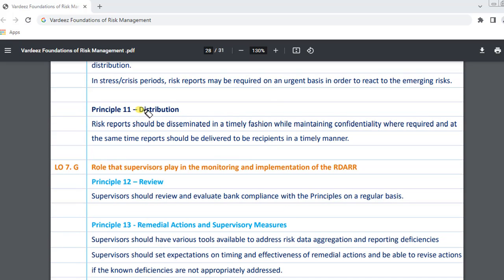Then we have principle number 11, which is distribution. Risk reports should be distributed or disseminated in a timely fashion while maintaining confidentiality wherever required, and at the same time, reports should be delivered to the recipients in a timely manner. Just to produce timely reports, you should not compromise on confidentiality. So this is something that needs to be taken care of. As I said, stress or crisis periods are when we need the reports the most, and they should be delivered to the recipient in the most timely manner.